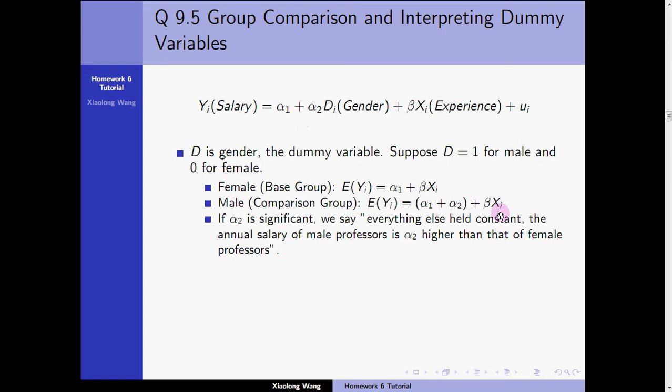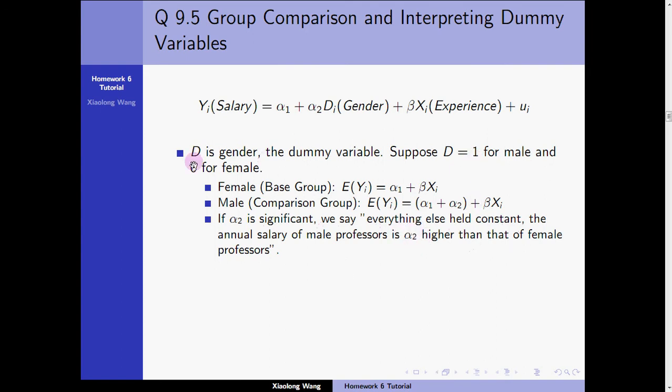And if we compare these two equations, we can see that the difference between a female's expected earning and the male's expected earning is alpha 2. So if alpha 2 turns out to be significant, we say that everything else held constant, the annual salary of male professors is alpha 2 higher than that of female professors. So alpha 2 measures the magnitude of the difference.